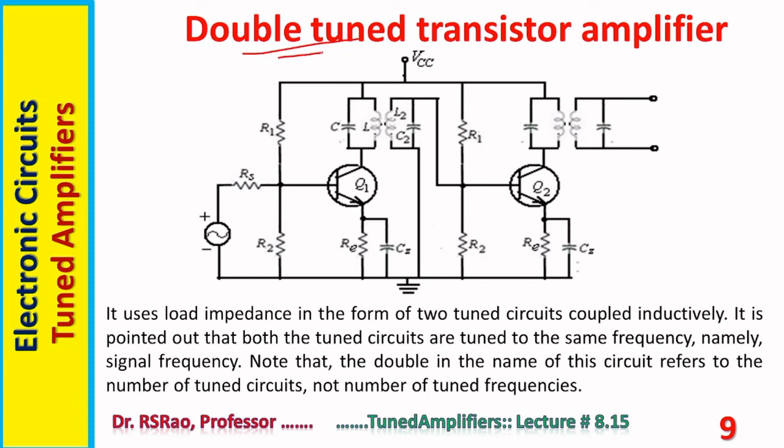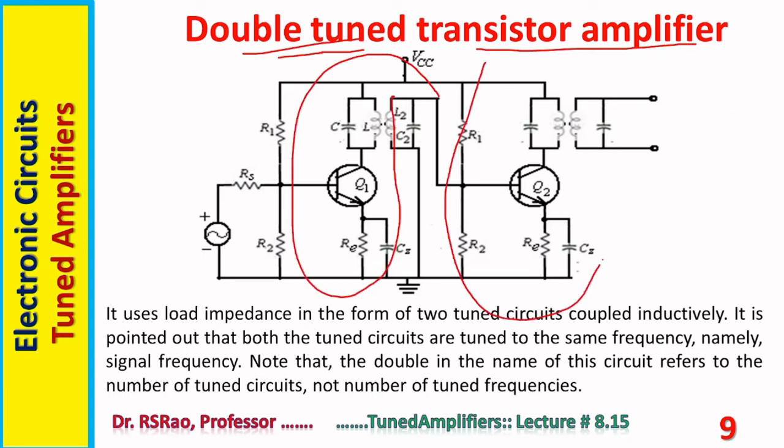It means in each stage you find two LC circuits. So, double tuned transistor amplifier. Here is a circuit. You can find two stages are shown. This is one stage, this is another stage. In each stage, you can find two tuned circuits. This is one tuned circuit, this is another tuned circuit. In the second stage, this is one tuned circuit, this is another tuned circuit.